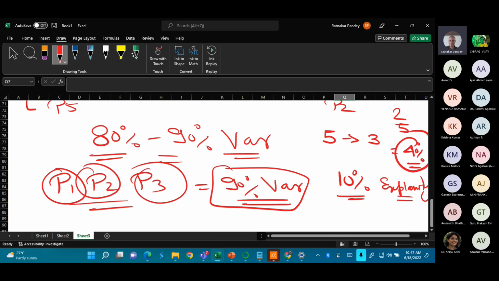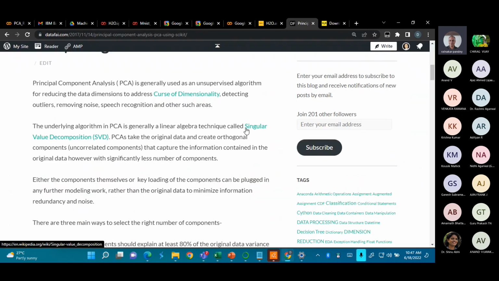Everything has a cost associated with it. The cost you're willing to pay is that I can let go of 10% of the explaining power as long as I'm getting a significant drop in the number of components. That's basically what they do. I will give you a walkthrough of my code first, the article first, and then we'll talk about that.